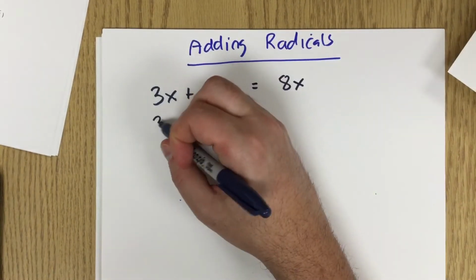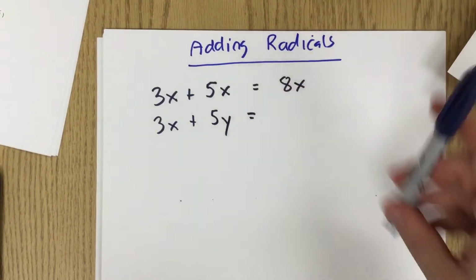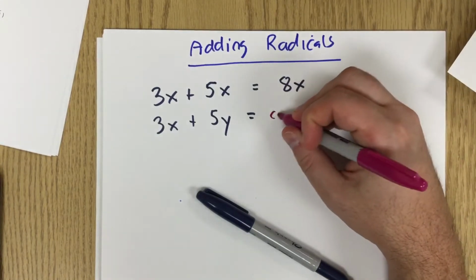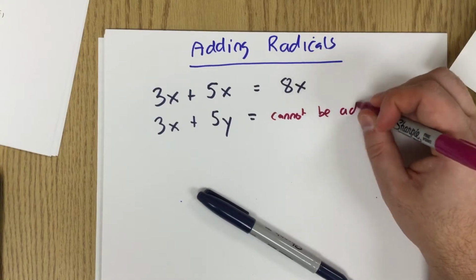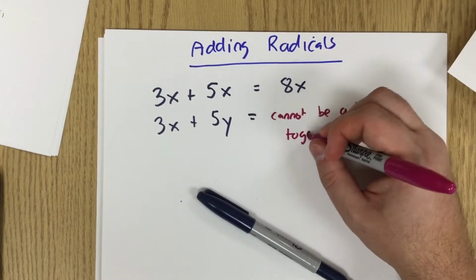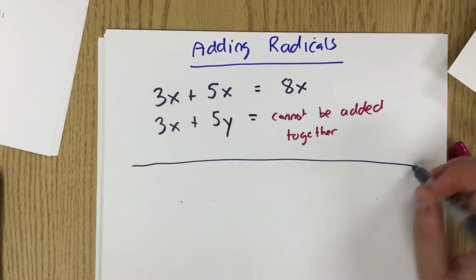And if I said, what is 3x plus 5y? The answer is, cannot be added together. Cannot be added together because, of course, they are not like terms. So that's the end of the warm-up.